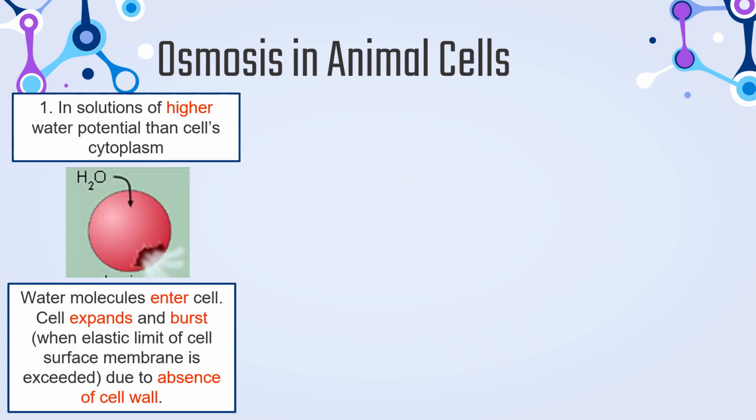In a solution of higher water potential than the cell, which means the outside of the cell has higher water potential than inside the cell, water will enter the cell, because water will move from high to low. So if water enters the cell, the cell will expand and finally burst, because animal cells do not have a cell wall. So if you put an animal cell in water or in a solution of high water potential, the cell will ultimately burst, because water molecules will enter the cell non-stop.